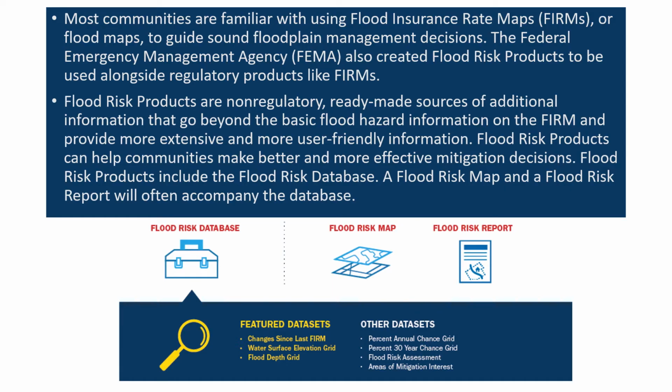Most communities are familiar with using flood insurance rate maps, or flood maps, to guide sound floodplain management decisions. The Federal Emergency Management Agency, or FEMA, also created flood risk products to be used alongside regulatory products like FIRMs. Flood risk products are non-regulatory, ready-made sources of additional information that go beyond the basic flood hazard information on the FIRM and provide more extensive and more user-friendly information. Flood risk products can help communities make better and more effective mitigation decisions.